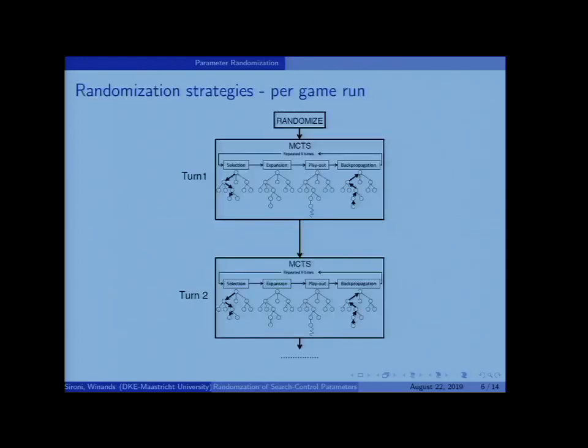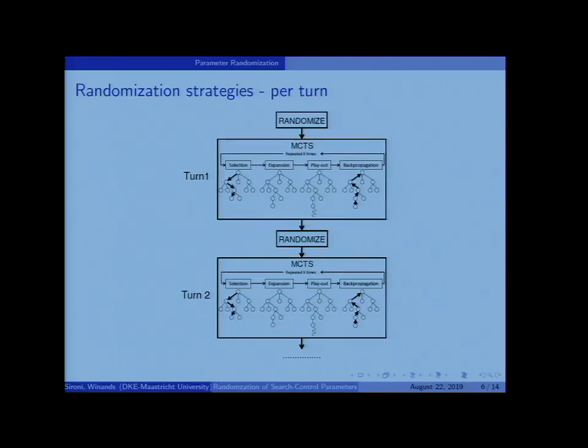We are comparing 4 randomization strategies. The first one is randomizing per game run. So we're basically just keeping the parameter fixed for the whole run of the game, but we select them randomly at the beginning. So for each turn, we would run MCTS with this random combination of parameters, select an action, run another MCTS search, and so on. The second strategy is randomizing per turn. So before running the search for a turn in the game, we randomize the parameters again. So we would have random parameters, MCTS, select an action, randomize again, and so on.